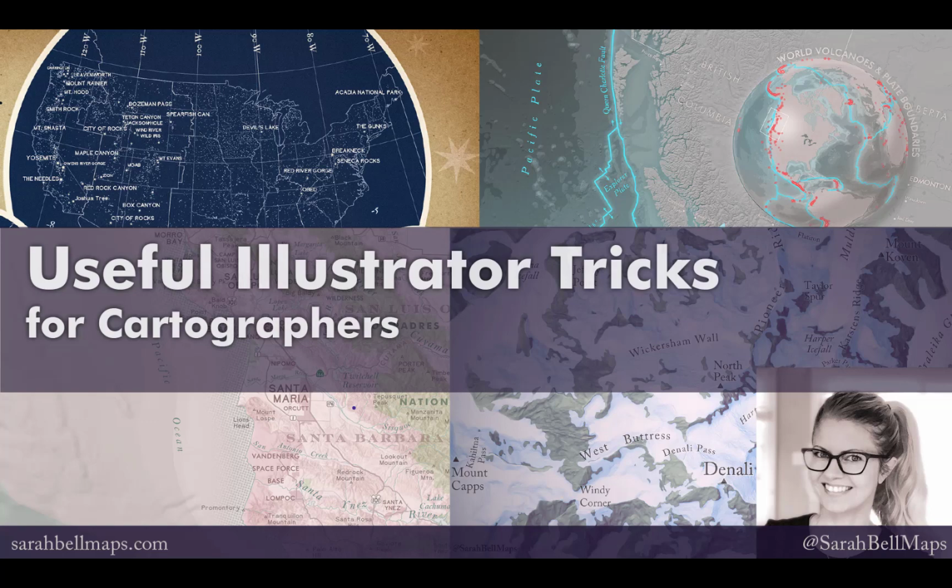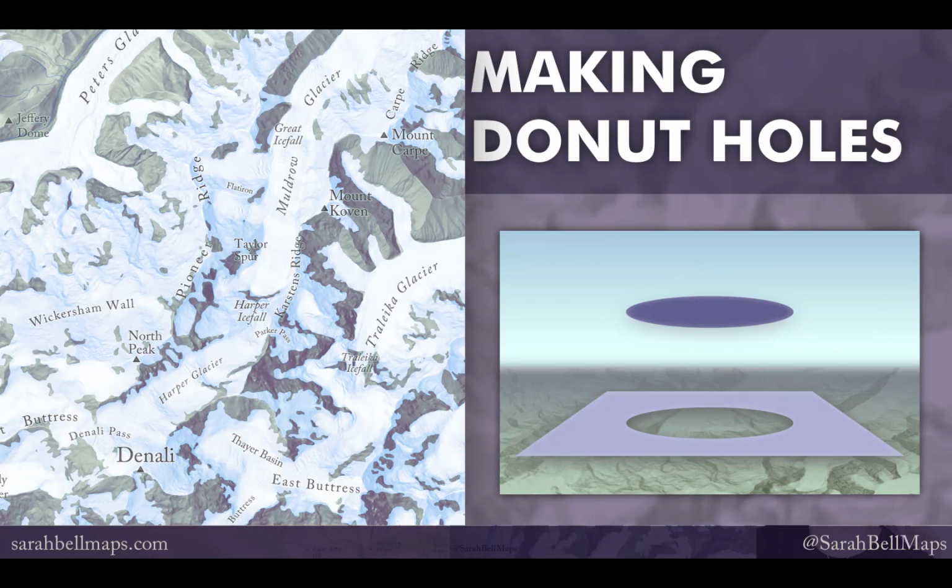Today I'm going to be showing you how you can make donut holes with Illustrator. I call this the hole punch method. These tricks are useful for anyone using Adobe Illustrator. Since I'm a map maker, I'm going to show one of the ways that creating donut holes can be used in cartography. And I like to call this method the hole punch method.